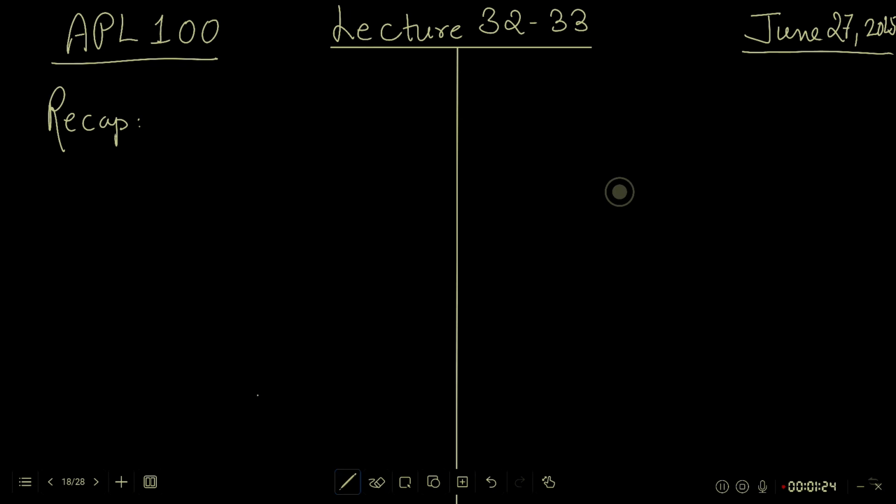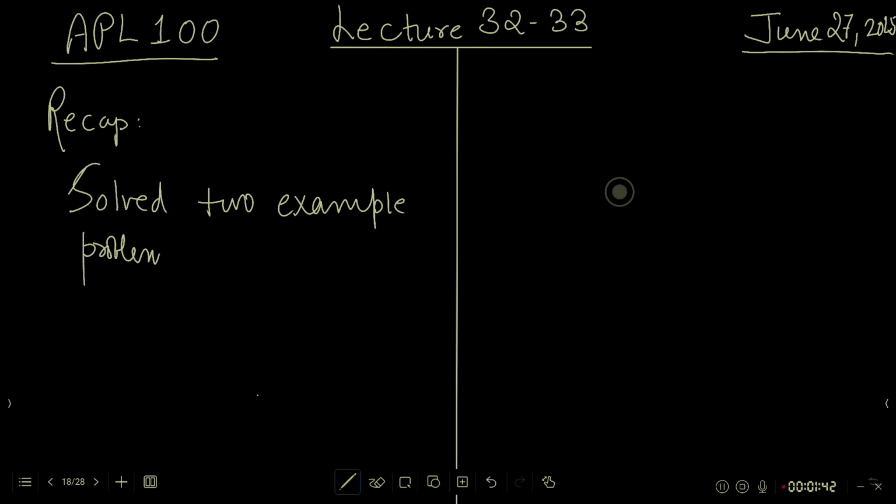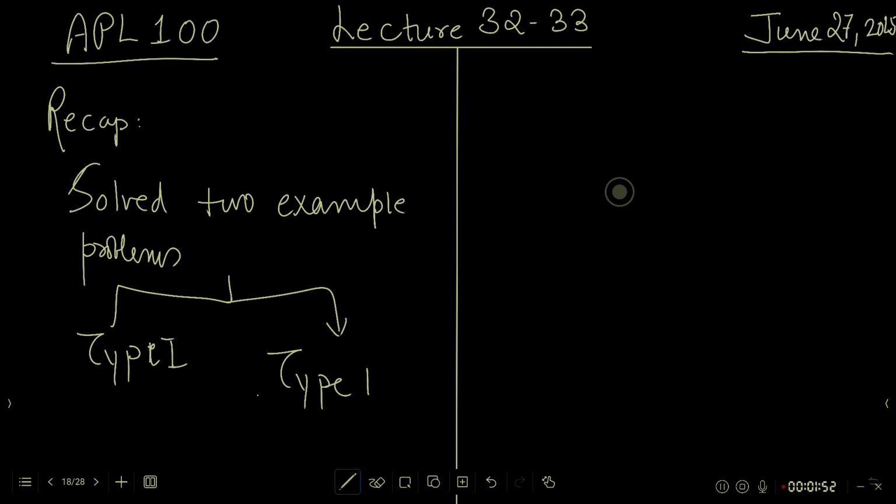What did we do yesterday? Yesterday I solved two examples. Two example problems. One was type 1 and the other was type 2. Please make sure you understand the approach while you solve these two problems.